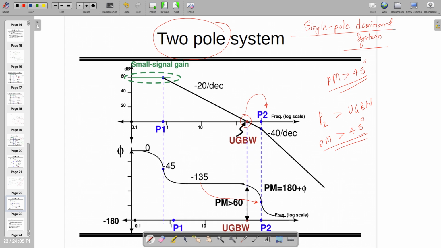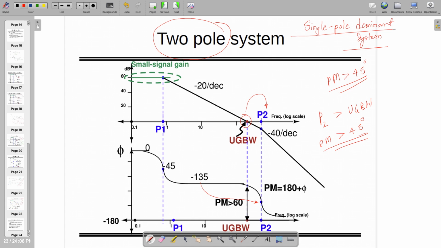If UGBW is much lower than pole P2, then you are going to have a phase margin of 0 degrees. If UGBW is exactly equal to P2, your phase margin is 45 degrees, and if it is more than UGBW, the second pole, then you are in the safe region where the system acts as a single pole and the contribution of phase margin is 90 degrees. So even if this is second order, you're going to keep the second pole much higher than UGBW. This is also the trick to design a good system which is stable.